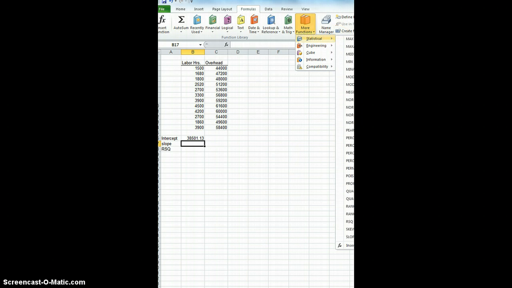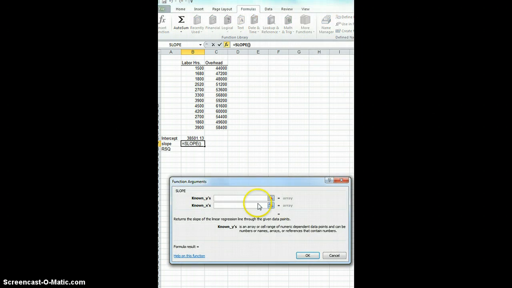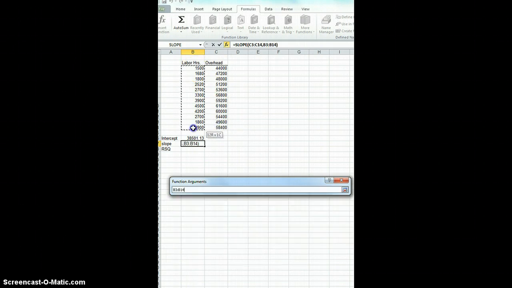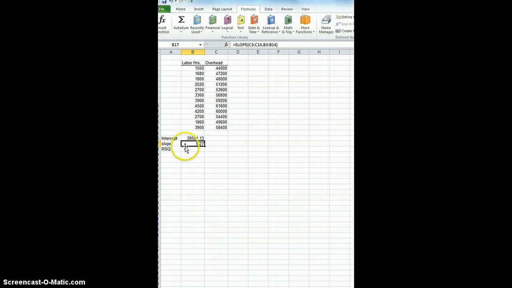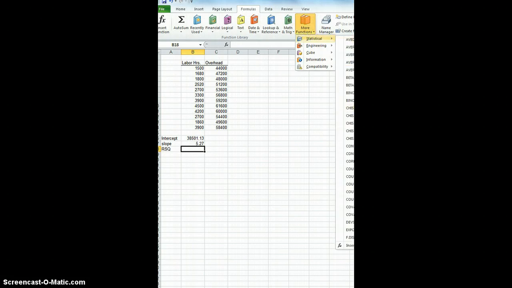We then scroll down to do the slope. The known Y's would be overhead, and the known X's, labor hours. Click OK. And we have $5.27 of variable cost per unit. So for every labor hour, there's $5.27 of overhead cost. We then want to calculate the R-square. We go to Statistical, scroll our way down to R-square.